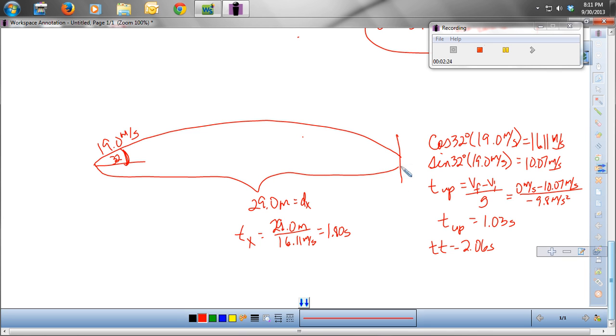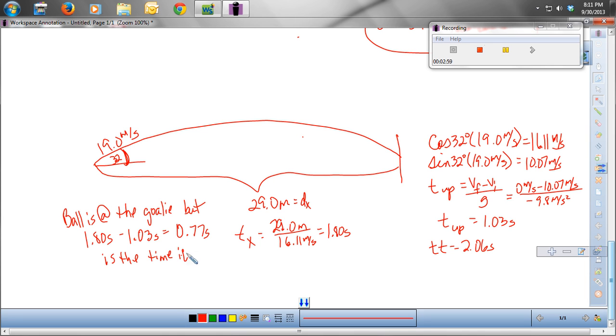But it's still on its way down. It's at the goalie, but it's on its way down, because to completely get back to the ground, it would take 2.06 seconds. So the ball is at the goalie, but if I take that 1.80 seconds to get to the goalie minus the 1.03 seconds that it rises, I know that it's fallen for 0.77 seconds. Has to fall.